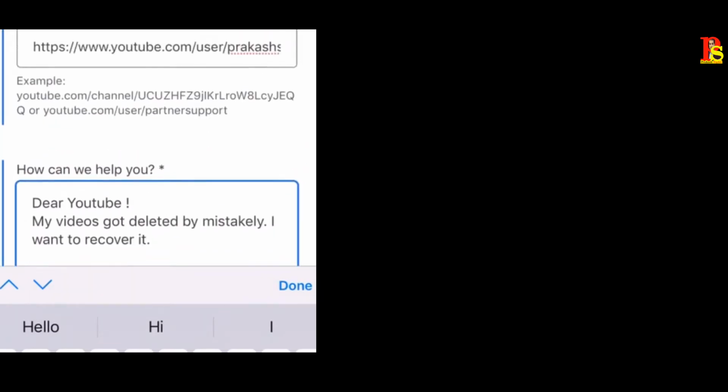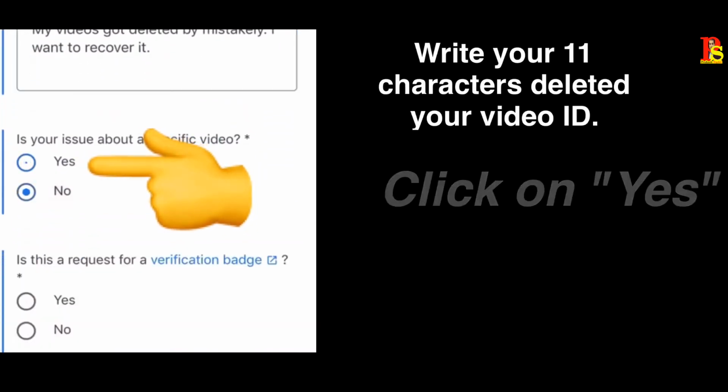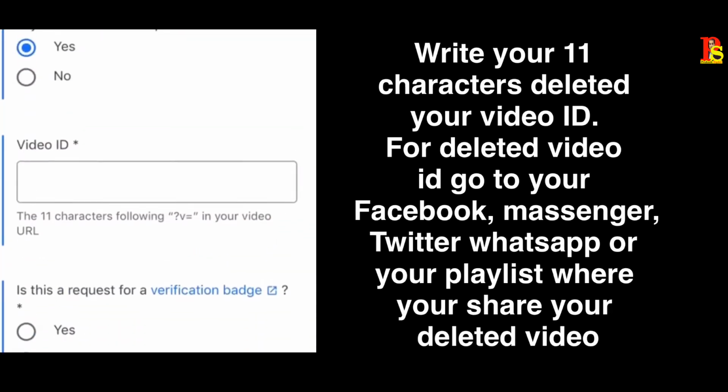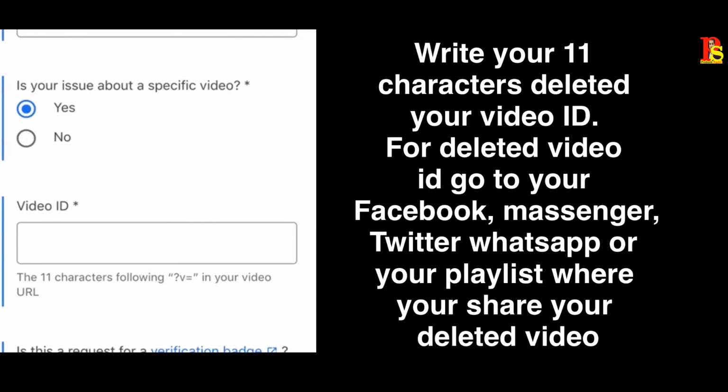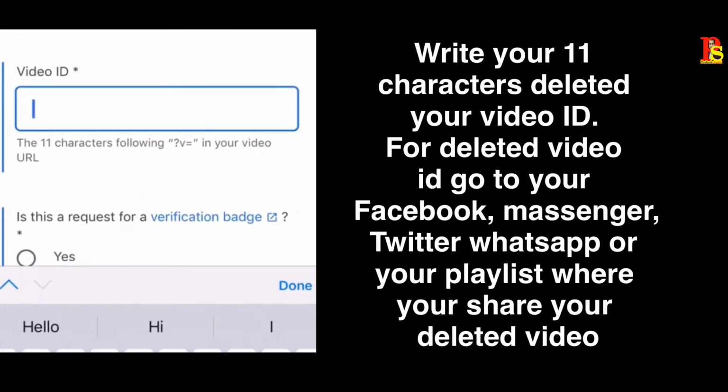Because your video has been deleted, you have to write, dear YouTube, my videos got deleted by mistake, I want to recover them. Then, is your issue about a specific video? Yes, you have an issue with a specific video. Then video ID. For the video ID, you have to put the deleted video's ID. So how do you get the video ID?